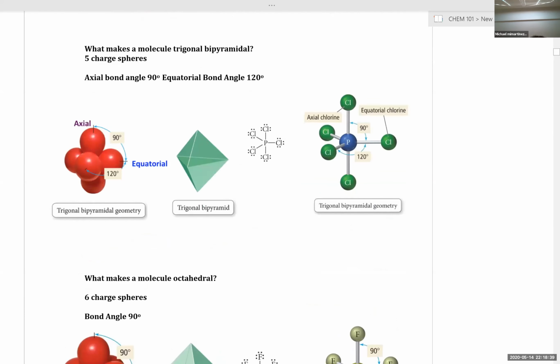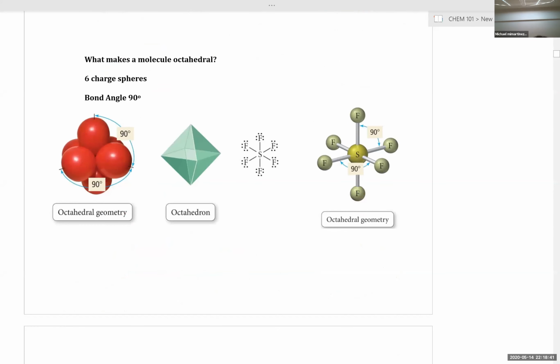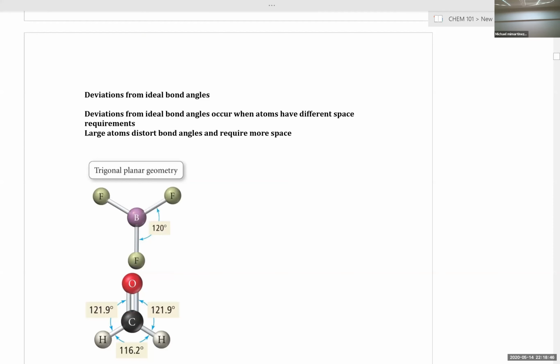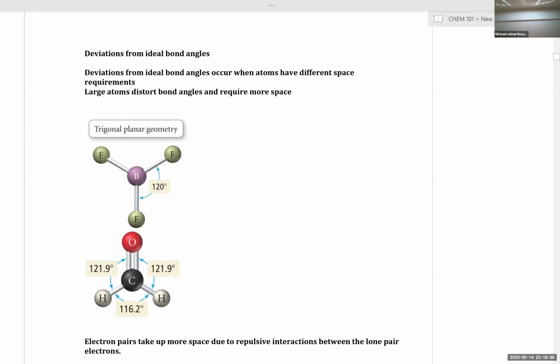We won't worry about the expanded octet geometries. Those will be refreshed in 102. Now, one important idea to note is not all molecules with the same electron pair geometry have the exact same bond angle. Deviations from ideal bond angles are very common. This can occur when atoms have different space requirements. Large atoms distort bond angles and require more space.